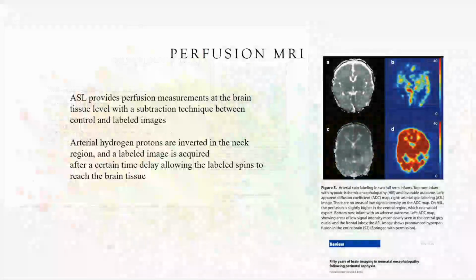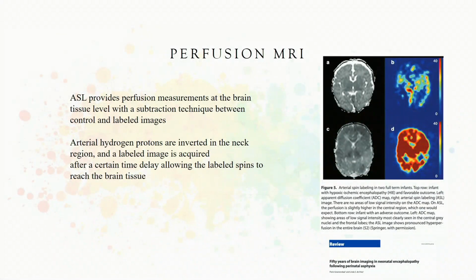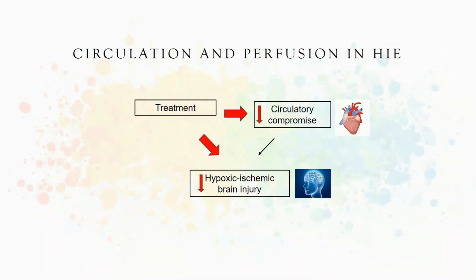So anyway, ASL can sort of subtract. You can spin label some of the blood going up to the brain, and then you can subtract the labeled image from the basic image, and then you can get an idea about perfusion, depending on the time delay in different brain regions. This is ASL, also from this review paper, in a healthy infant and HIE with an adverse outcome and hyperperfusion. So again, timing is going to be really important.